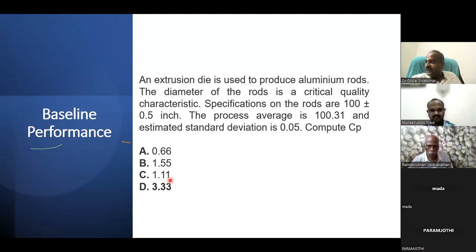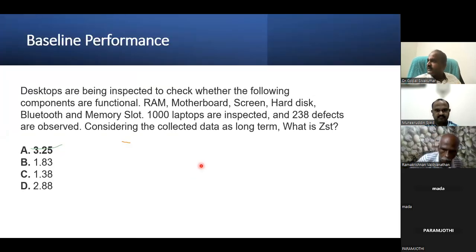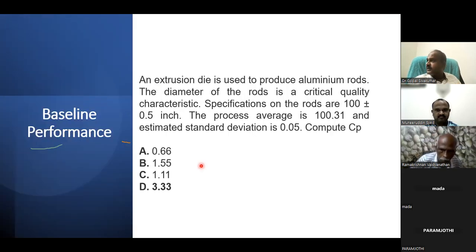Now, will you be able to solve this problem? An extrusion die is used to produce aluminum rods. The diameter is a critical quality characteristic. Specifications are 100 plus or minus 0.5. So what is USL? 100.5, not 10.5. And LSL is 99.5. Yeah, 100 plus or minus 0.5.